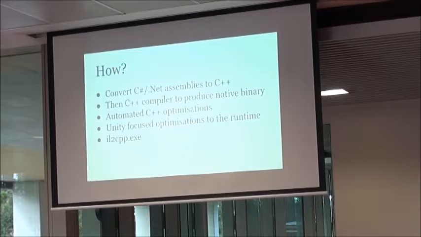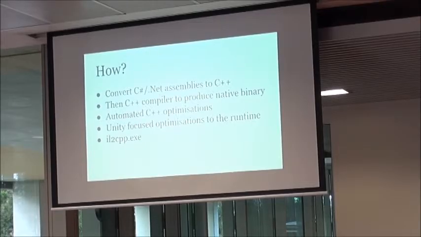Once it's in C++, then you use your native C++ compiler to produce your native binaries. You get a lot of advantages from that. C++ compilers have been around for a long time, and they've got some really advanced optimization techniques that'll help you get better performance out of your code. There's also a lot of Unity-focused optimizations to the C# standard library. What that means is basically they look at how people in games are using that, and then they optimize it to suit those circumstances.